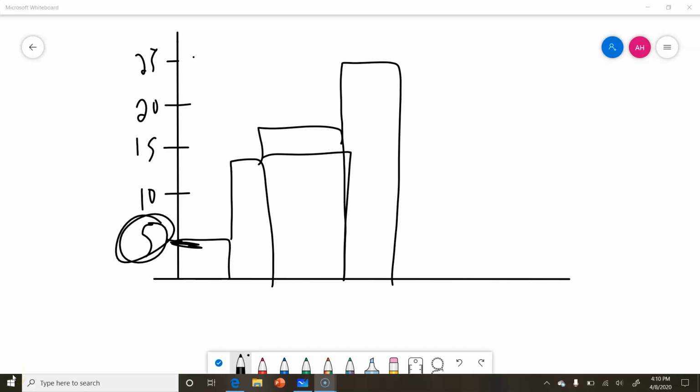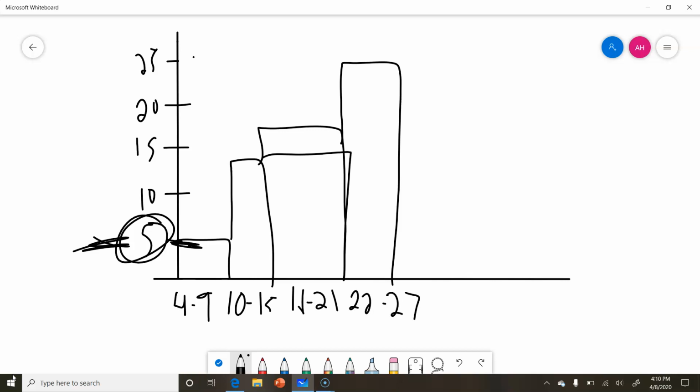But in addition to being an exact number on this side, these intervals down here have to be the same. So let's say this was 4 to 9, and then this was 10 to 15, 16 to 21, 22 to 27. Do you see there has to be 5 in between? This is 5, 5, 5, 5.